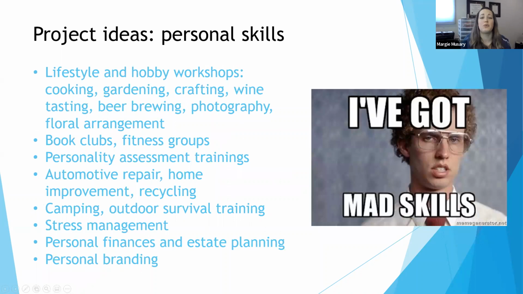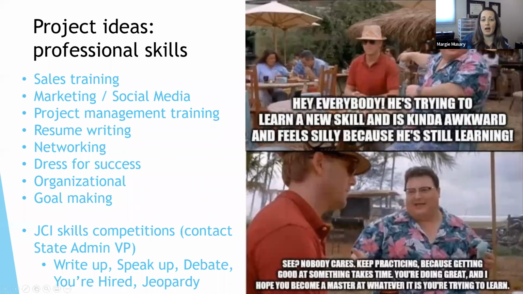All right, so let's move on to actual ideas. If you're stuck and you can't think of anything, you've got that handout for 2022 that I just showed you. But here's a whole list of ideas for personal skills, lifestyle and hobby workshops: cooking, beer brewing, photography, book clubs, fitness clubs, automotive repair, home improvement, camping, stress management, personal branding. Ideas are endless. I just wanted to give you a list to start with, and you can read through this on your own. And then also for professional ideas: sales training, and these more come from your chapter members' professional lives.